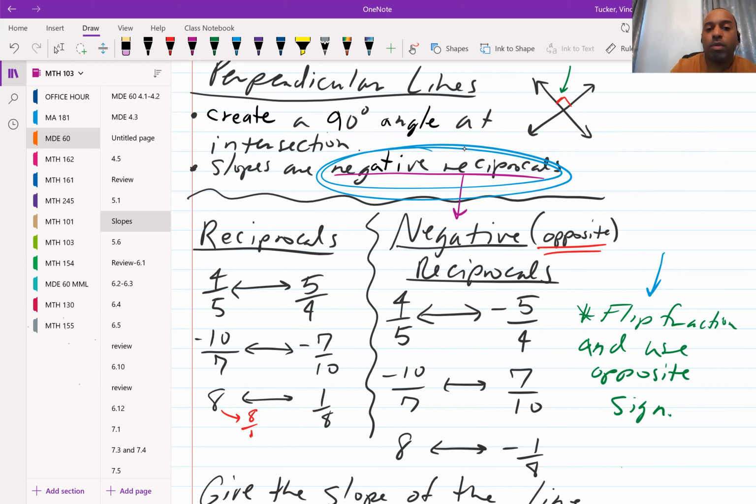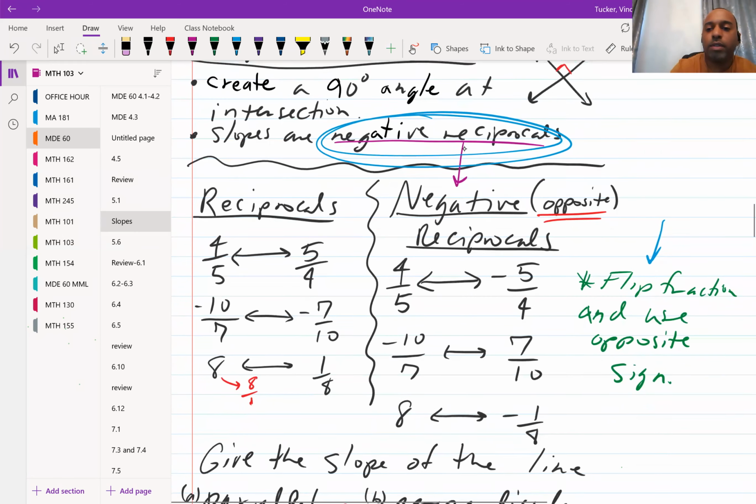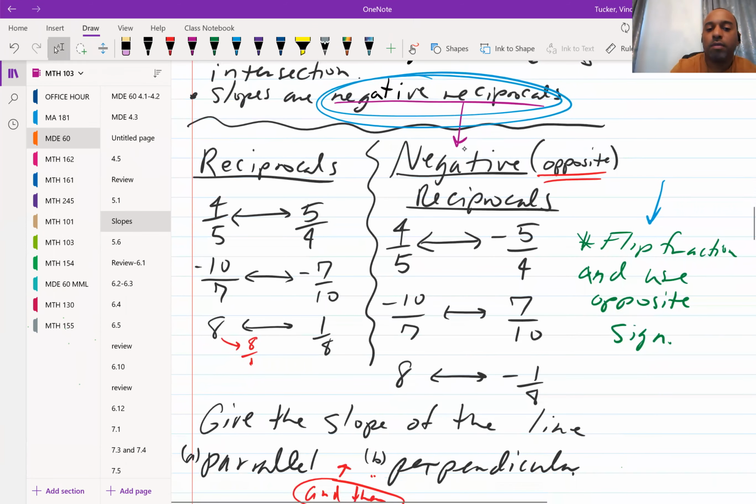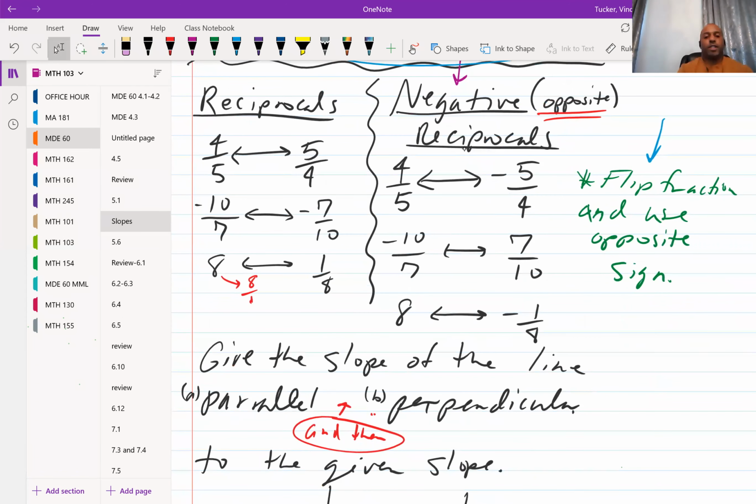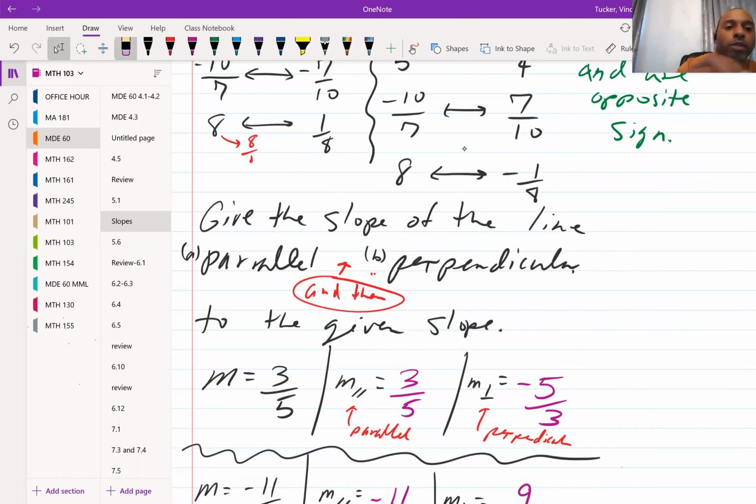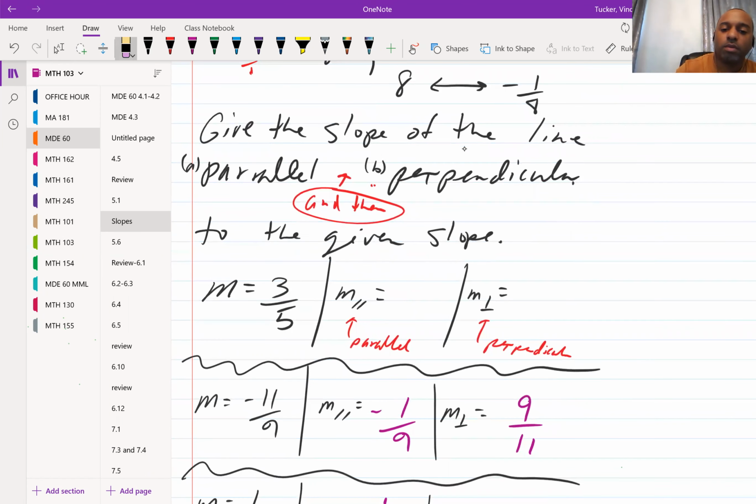All right, can we scroll up, put this to work a little bit? Next directions: give the slope of the line that's parallel and then give the slope of the line that's perpendicular. They're going to give us an original slope, and then we ask what's the slope of the line that's parallel to this one, and what's the slope of the line that's perpendicular to this one. I'm going to erase this stuff and just walk through it.